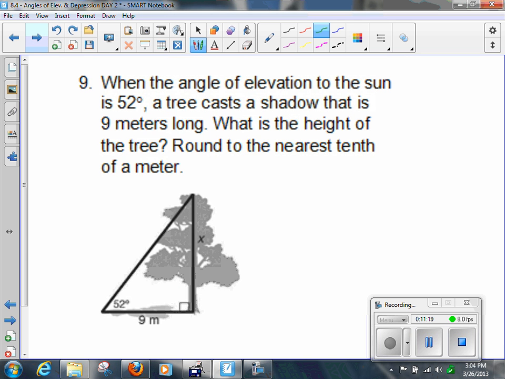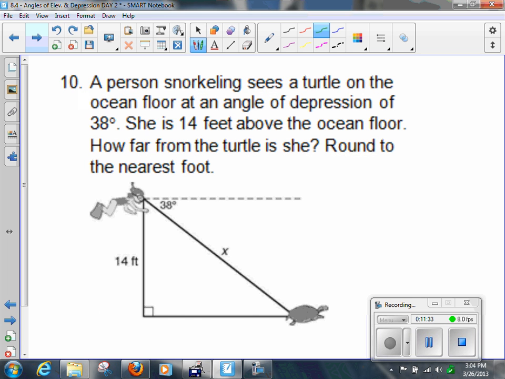Look at the next one. It says when the angle of elevation to the sun is 52 degrees, a tree casts a shadow that's 9 meters long. What's the height of the tree? Hello, is this not the same thing we've been doing all along? Yeah.